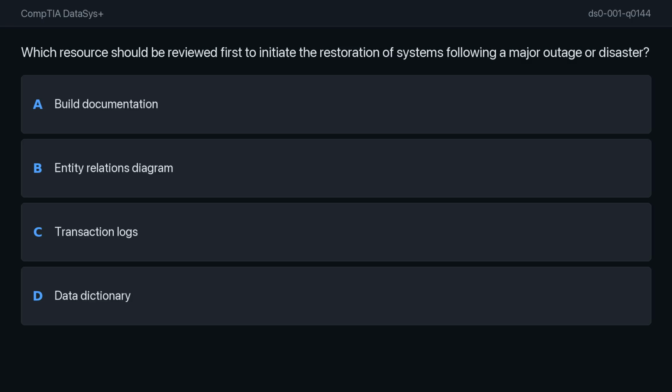catastrophic event. We are looking for the specific documentation that provides the necessary guidance to begin rebuilding or restoring services from the ground up.